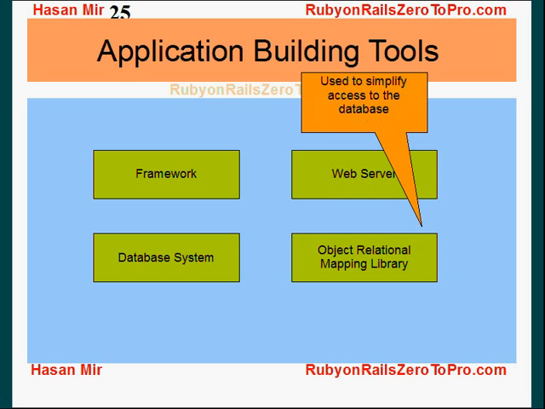Let's talk about object relational mapping library. The mapping library is used to simplify access to the database. The library converts database records into objects. Most web applications use object relational libraries these days. So instead of writing SQL commands to retrieve data from the database, you can simply create objects from the database records, and you can refer to that object to retrieve the information.